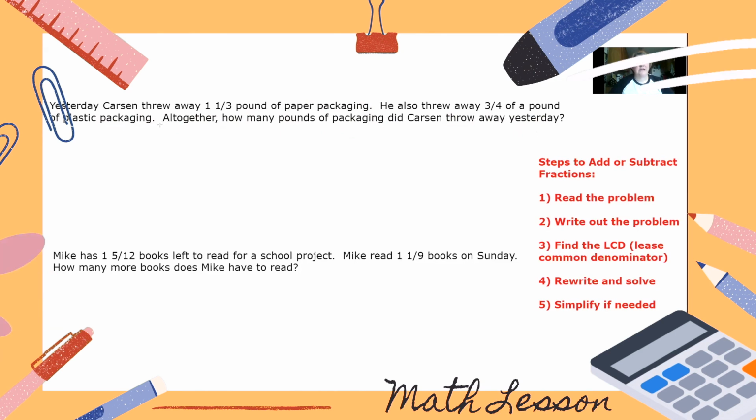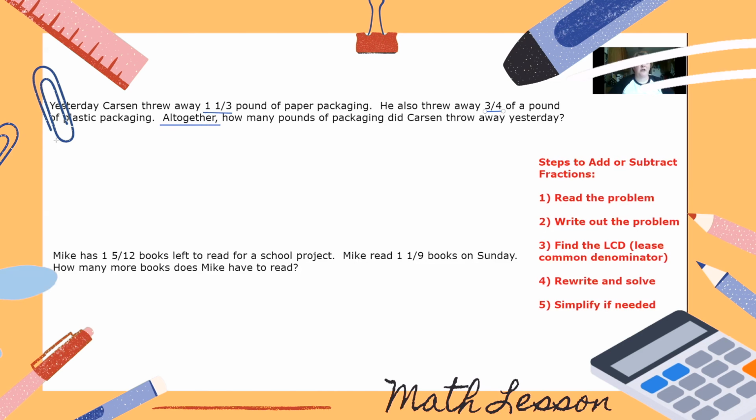This word altogether means we have to combine things together. We're putting them all together. And what are we putting together? We are going to put together the 1 1/3 pounds of paper that he threw away and combine that with the 3/4 of a pound of plastic he threw away. So we are ready for step number 2. We're going to write out that problem.